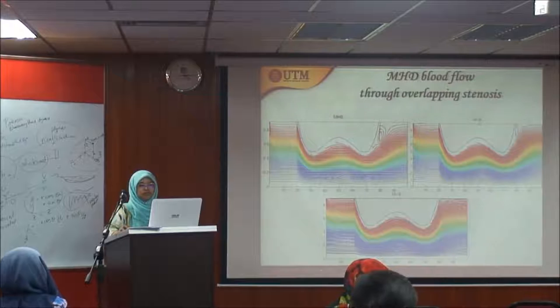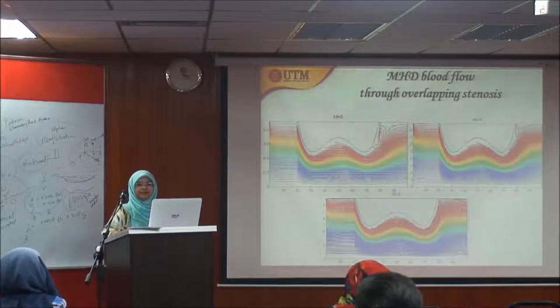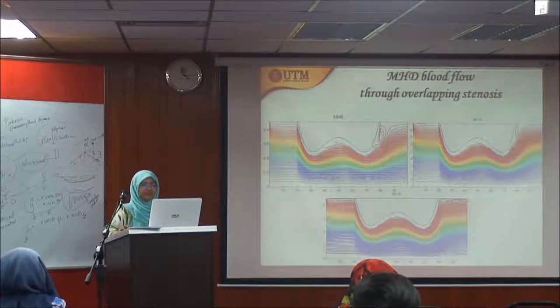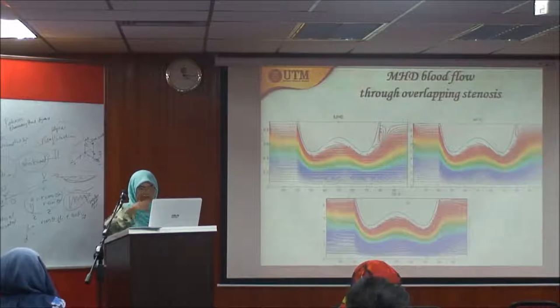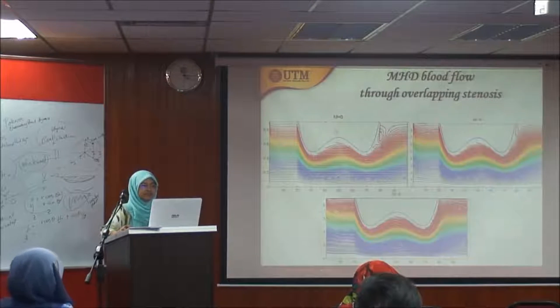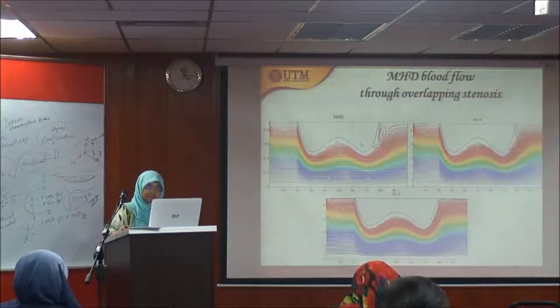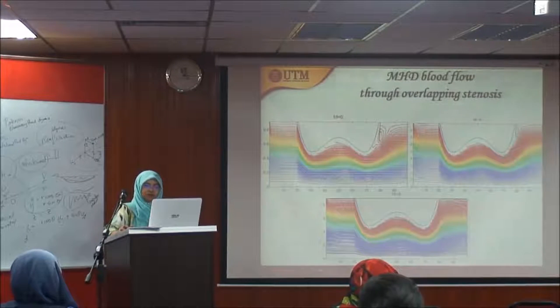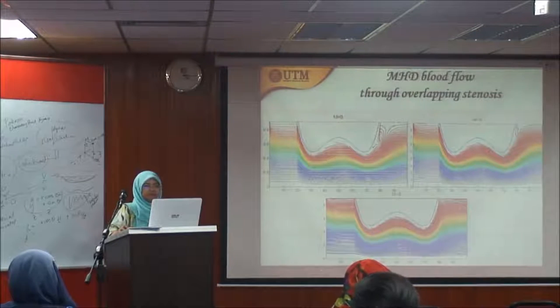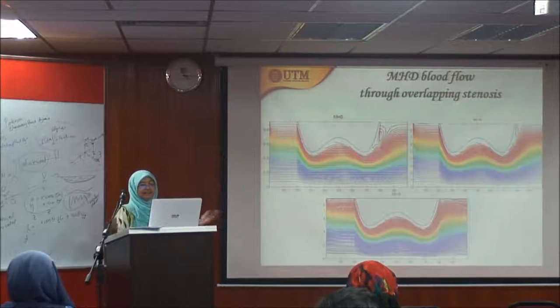M is equal to 4. We put in a little magnetic strength. See what happened? Diminishing. So this is the one that causes problems. Recirculation can lead to further stenosis here. So this is the stenosis. If this is big, the stenosis can become bigger. So if we put M equals 4, you can see the recirculation is diminishing. Further, M equals 8, not like that.